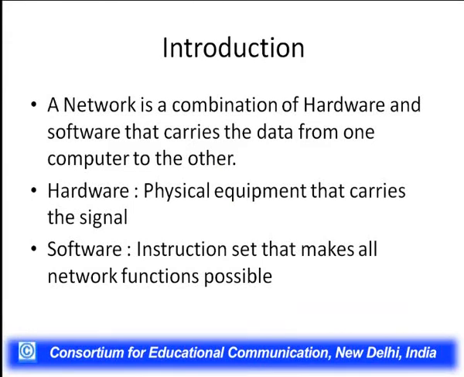Basically, a computer network is an interconnection of computers for the purpose of resource and information sharing, communication, and other important network services. Now, a network is composed of a sender and a receiver. A network is a combination of hardware and software that carries the data from one computer to the other. Hardware is the physical equipment that carries the signal, and software means the instruction set that makes all network functions possible.